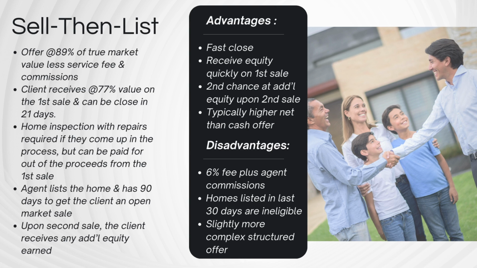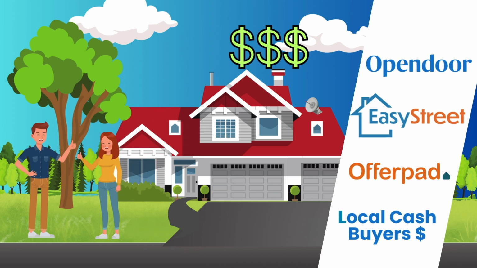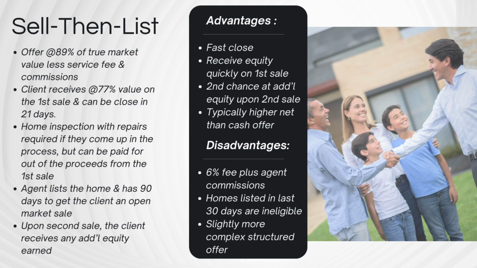So the advantage of a sell then list is it's going to be a fast close. You're going to receive equity quickly on the first sale. Remember, 68% of Americans have 50% equity in their home or better right now. People have more money. They can put a little bit more into convenience and speed. And it's typically going to be a higher net than a cash offer because a cash offer is going to be one shot. Here's your offer. You're out. You're done. The disadvantages is that there's a 6% fee plus agent commissions.